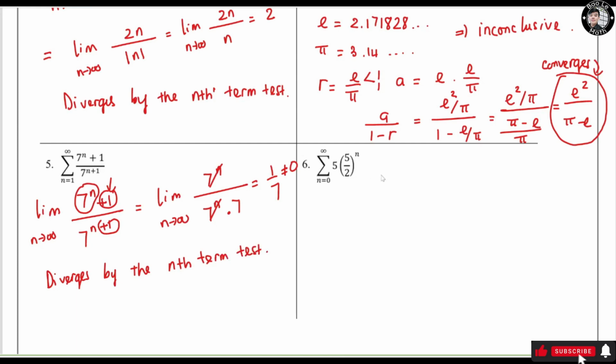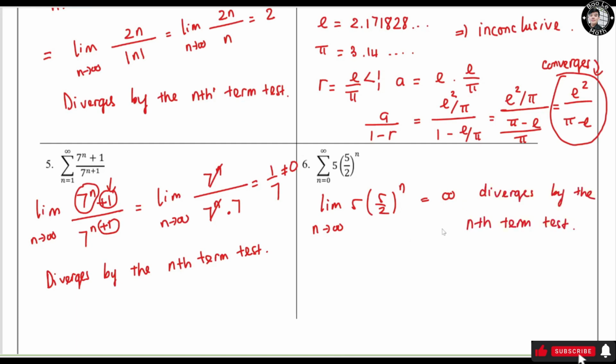Now question 6, we have the limit of 5 times 5 over 2 to the n when n approaches infinity. Now look at the fraction right here, the top is greater than the bottom. So when n approaches infinity, this approaches infinity, so this equals infinity. So by the nth term test, the series diverges.